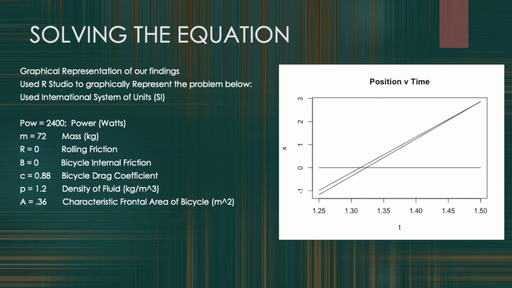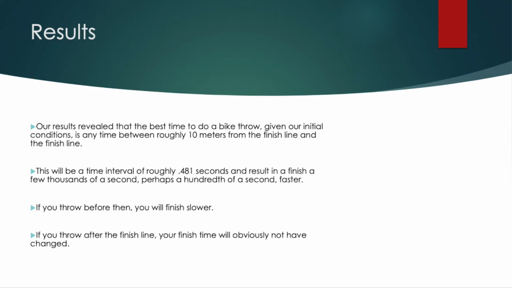One of them is the person just pedaling through the finish line. The other one is when the person throws before they hit the finish line. And we have the finish line as being x equals 0. So whichever line crosses that first is the one that wins.